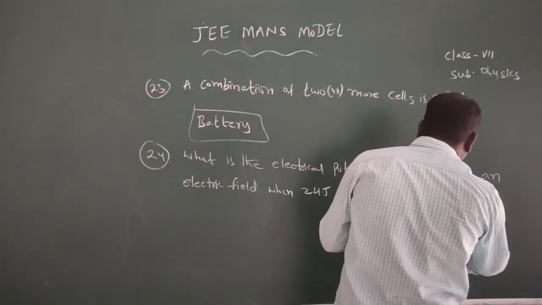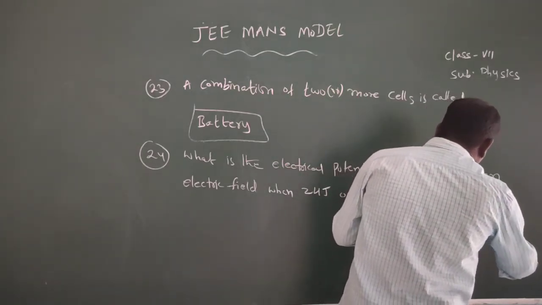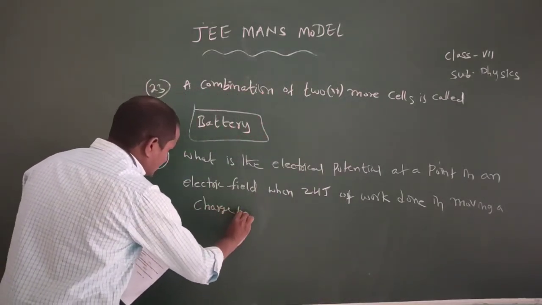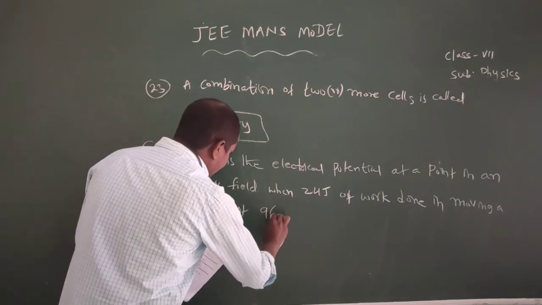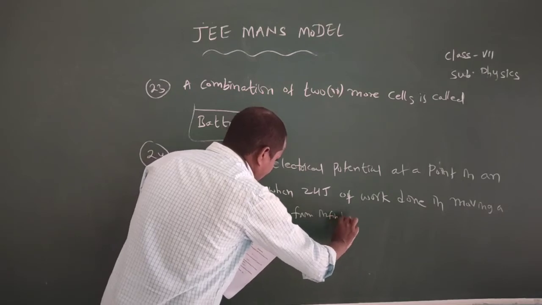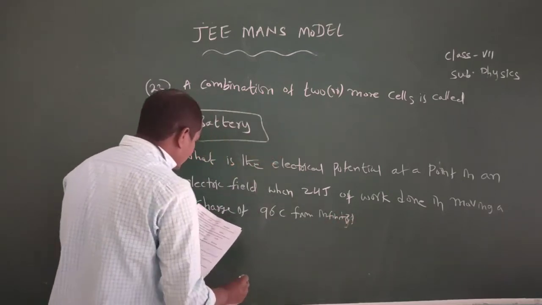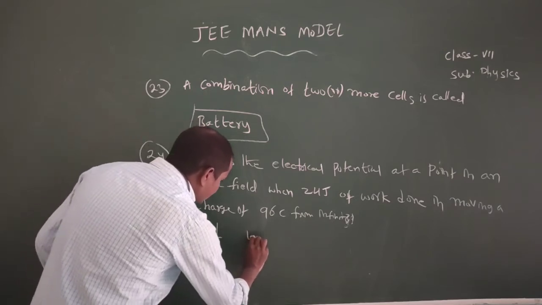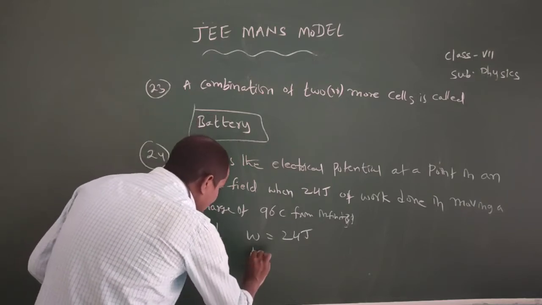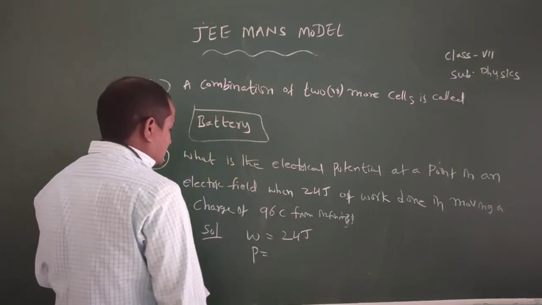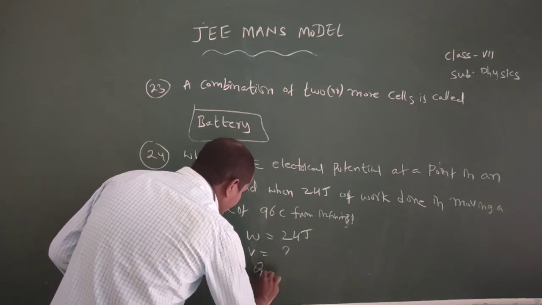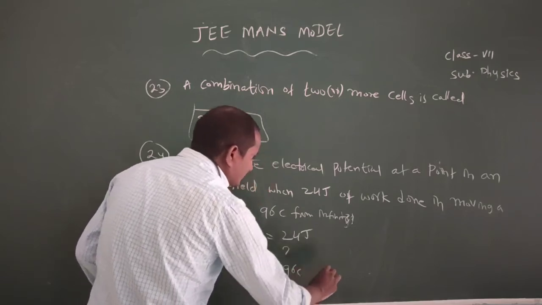In moving a charge of 96 C from infinity. Okay, so what are the given values here? W is the given work done, equal to 24 joules, and the potential difference V is the question mark. Next, Q is given, Q equal to 96 C.